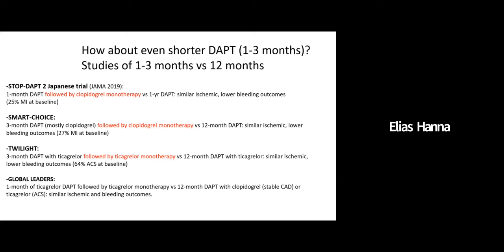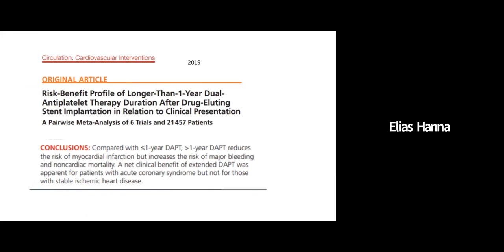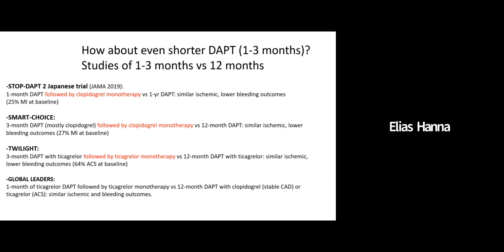Now, how about shorter DAPT? That's an even more interesting idea. So again, 12 months is our background in ACS, 6 months in stable CAD. I talked about which patients can go beyond. Now, how about going less than 12 months or 6 months? There is a lot of data out there, including those 4 randomized trials, showing that 3 months can be as good as 12 months, actually. So going less, 3 months is as good as 12, based on those 4 randomized trials.